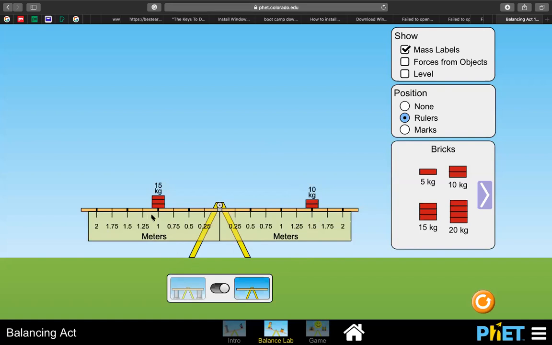Now, let's calculate the moment for this side. What is moment again? Force times perpendicular distance. So what is our force here? 15? Not really, that is our mass. Times what? Times a meter, sir. All right, not entirely.